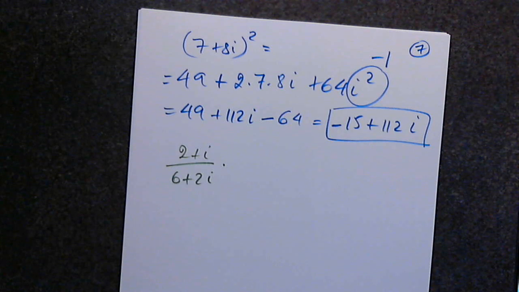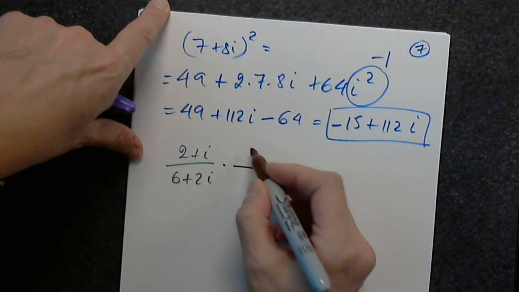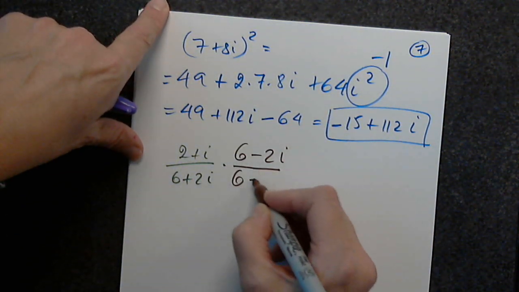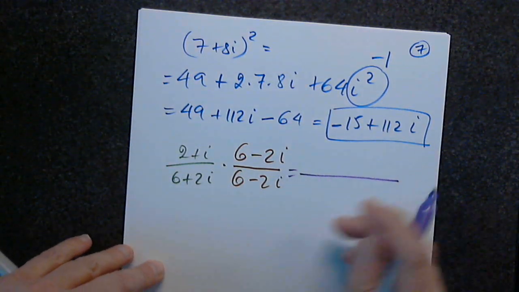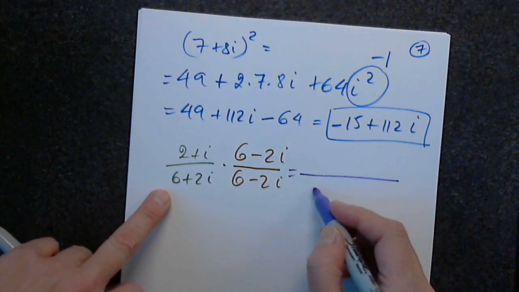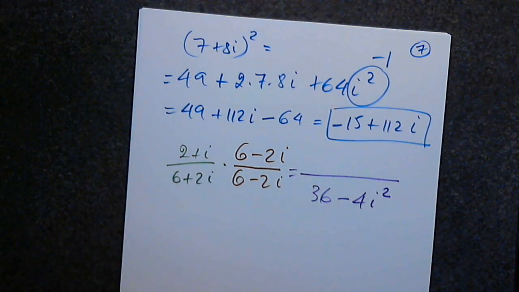What do we need to do in order to divide two complex numbers? So we multiply and divide by the complex conjugate. If we have 6 plus 2i in the denominator, we need the 6 minus 2i because we are using the difference of squares formula. So when we square the first term, we get 36. When we square the second term, we get 4i squared.